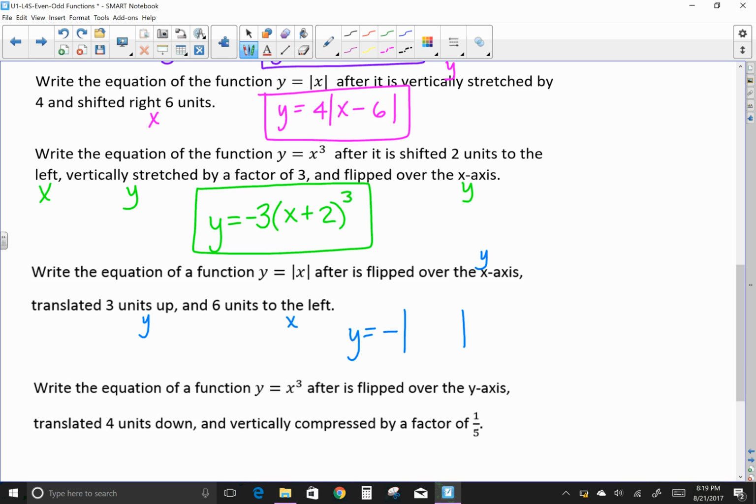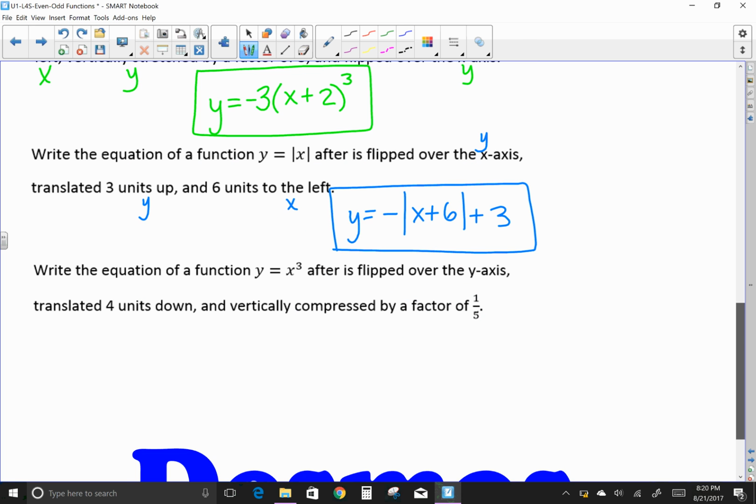If it's inside the parentheses, that's just inside that function. These symbols here for absolute value are grouping symbols just like parentheses are. So if I'm going 6 units to the left, that's going to be x plus 6, because we do the opposite of what it looks like, and translated 3 units up, plus 3. So 3 changes, there's my equation. All right, one last one.